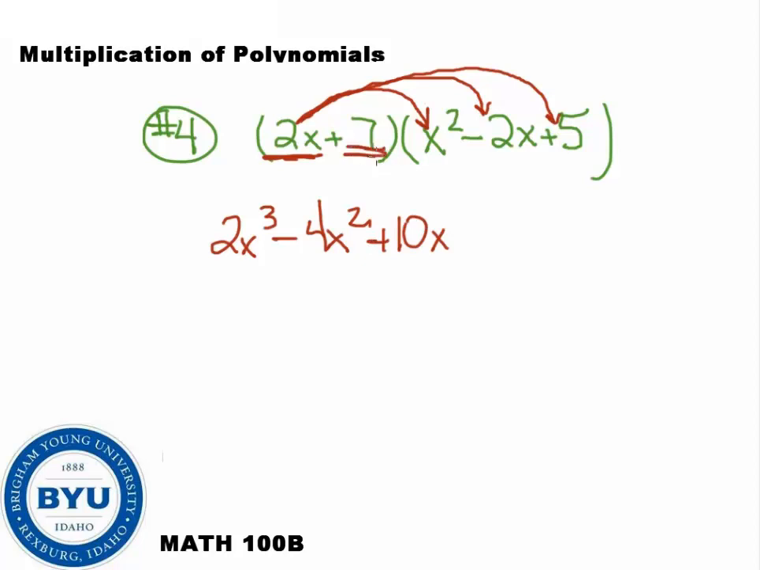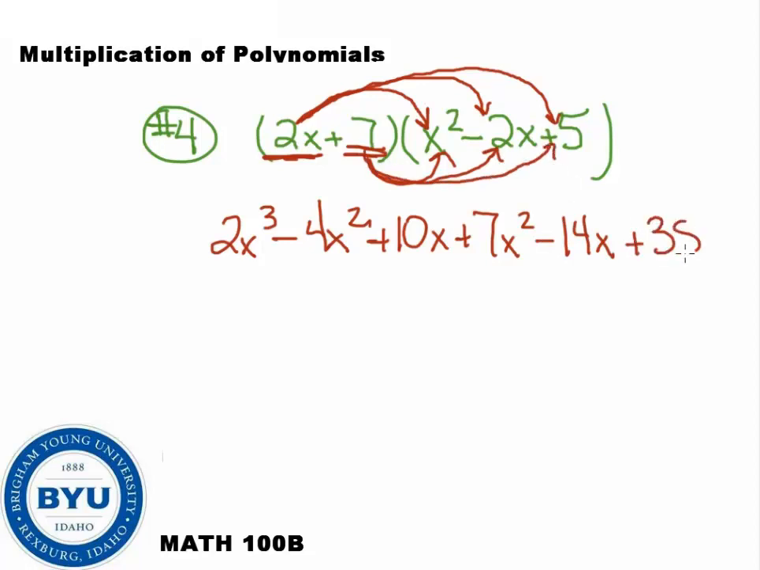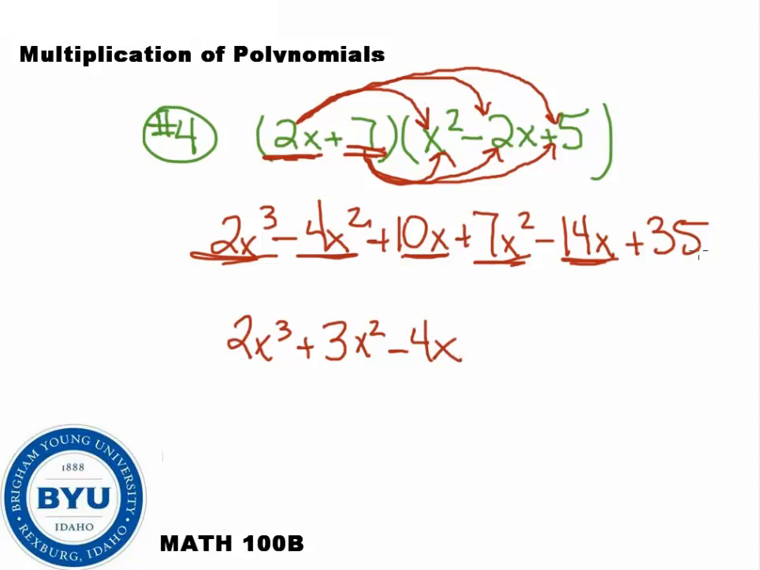Okay, good. Now my second term. 7 times x squared is 7x squared. 7 times a negative 2x is minus 14x. And 7 times 5 comes out to be plus 35. My last step then is to combine the like terms. I've got cubes. Any other cubes? No. Okay, so I write 2x cubed. Now I'm going to do squareds. Negative 4 plus 7 comes out to be a positive 3x squared. Now my x's, I've got a 10x and a minus 14x. You add those together, you get negative 4x, and then your value is plus 35.